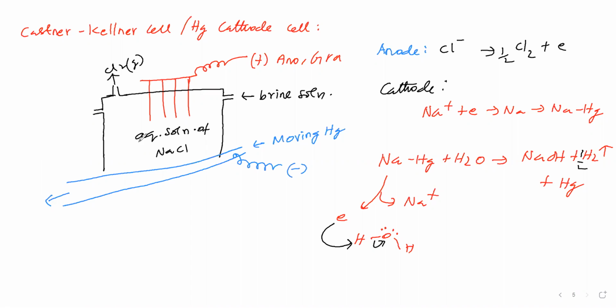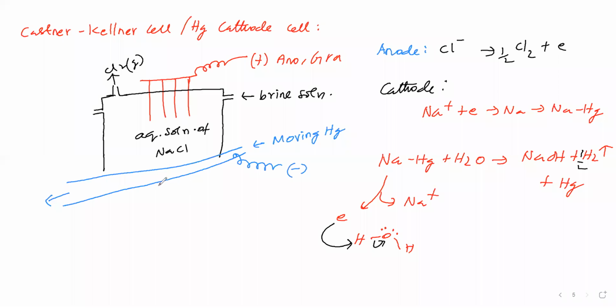Then why is sodium not reacting with this water? If sodium were reacting with this water, we might have got sodium hydroxide here. But here it is the cathode, and at the cathode water will not come for reaction. Sodium ion goes to this cathode and becomes sodium. That obtained sodium should come out immediately. It should not stay here because it will react with water. Therefore we have arranged moving mercury.